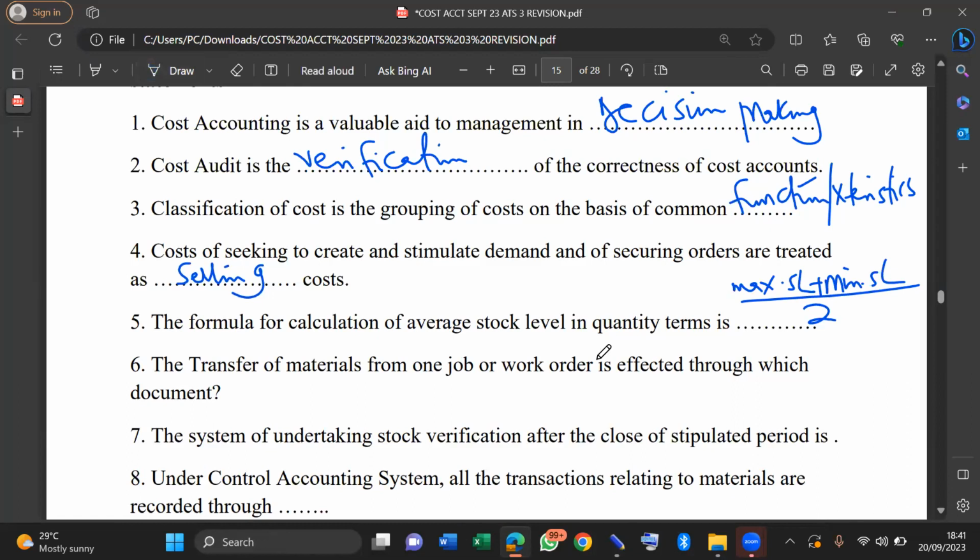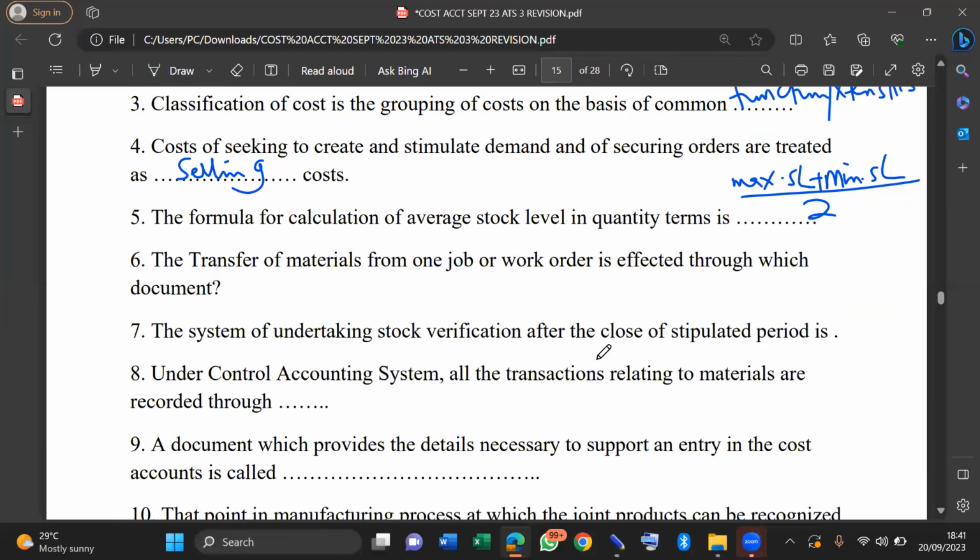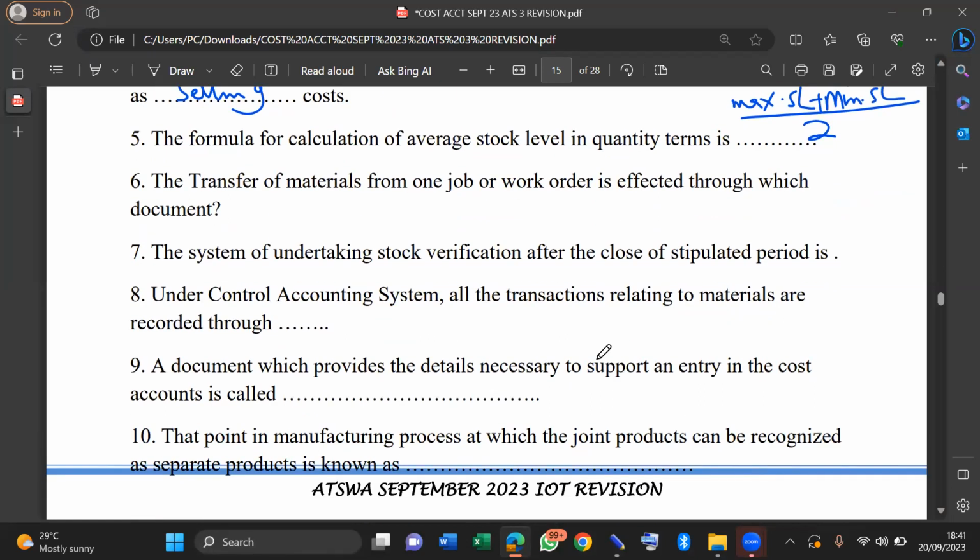The transfer of material from one job or work order to another is effected through which of the documents? Material transfer. Which document do we use? Exactly. Material transfer note, or you may call it material transfer document. Please, you should be seeing part of this in what I gave you in the other materials.